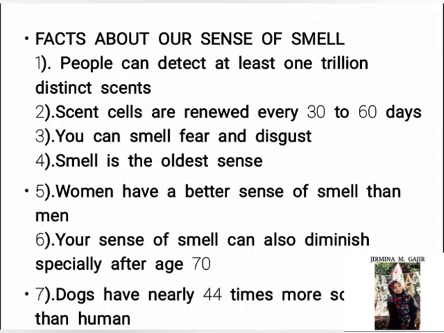Number 7, dogs have nearly 44 times more scent cells than humans. Humans have 5 to 6 million odor detecting cells as compared to dogs that have 220 million cells. We have evolved to rely less on our sense of smell, while most animals have retained this sense.